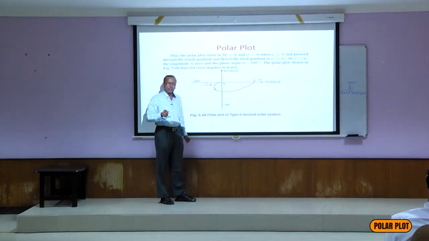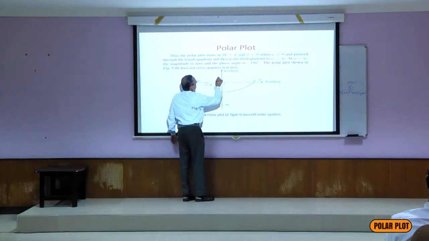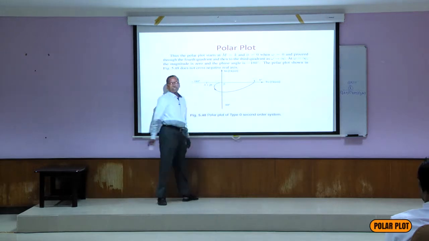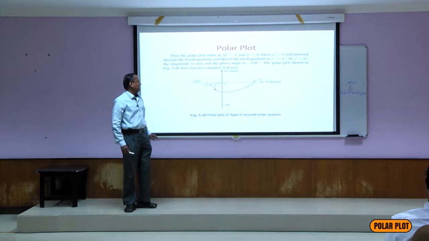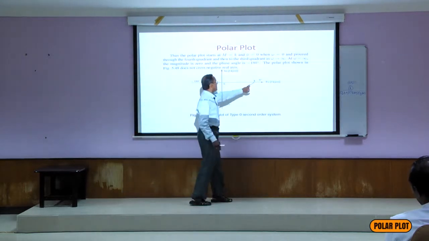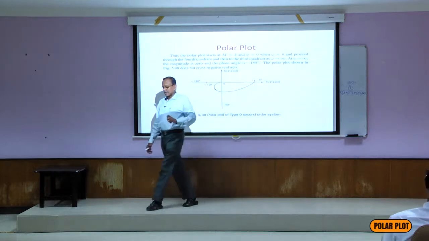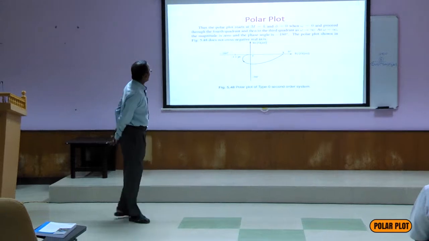If it is a type 0 third order system, it will start at K angle 0 but end at plus 90 or minus 270. It ends at minus 270, like that. So if it is a type 0 system, it will always start on the positive real axis. That way we can tell. Then next.